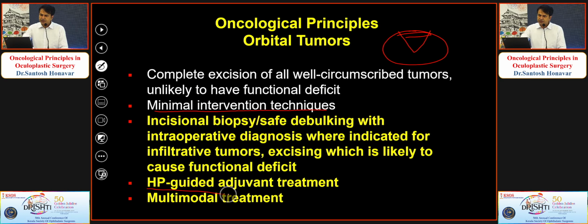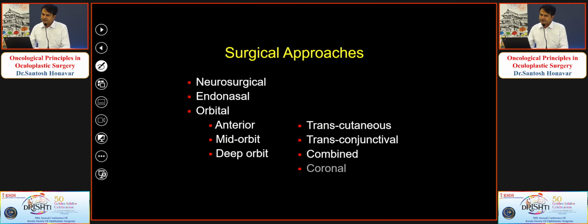Then finally, HP-guided adjuvant treatment. You have done the surgery, pathology tells you some information. Based on that, you have to go ahead and treat the patient. Unless you do that, your treatment will be incomplete. In certain situations, we use surgery, radiation, and chemotherapy in a specific combination.